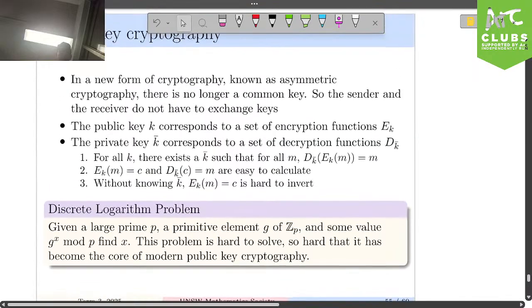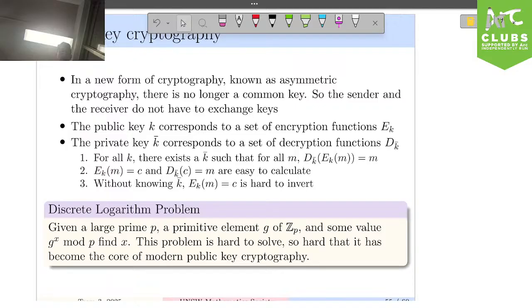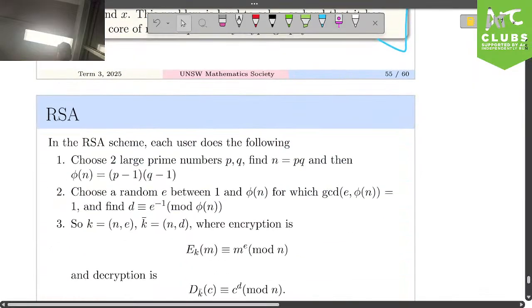One of the things that we let our public keys do is, they can be arbitrary, but especially for RSA, in order for a villain to be able to decrypt our message, they would have to solve a hard problem. And this is one of the hard problems. It's called the discrete logarithm problem. We'll see what that is when we go through RSA, which is right now.